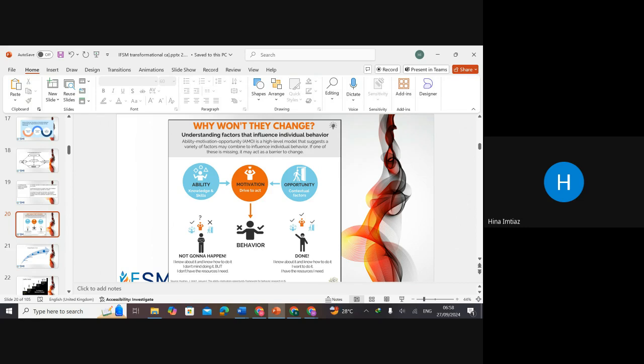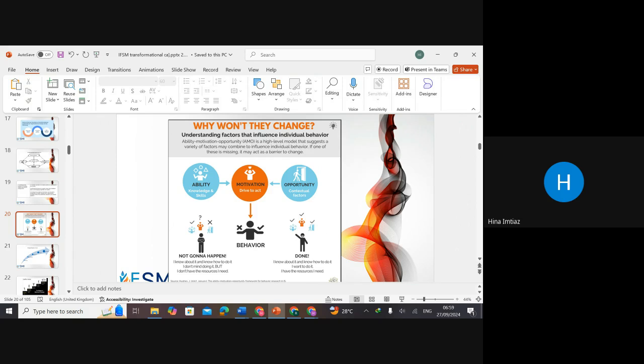Number one, you have the ability; you have to motivate your team; and then you have the opportunity. This AMO is a high-level model that suggests a variety of factors that may combine to influence individual performance, and if one of these is missing, it may act as a barrier to change, to delivering the transformational change. So what are these three things which must be present in such a process so that you can deliver the transformational change?